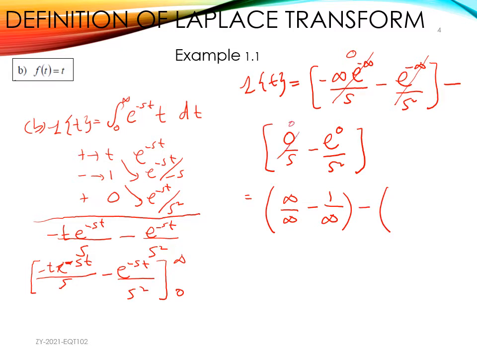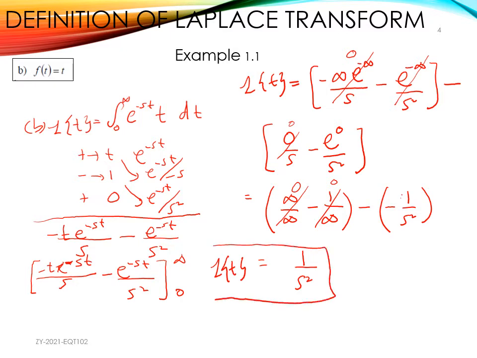This is 0, this is 1 over s squared. So this one is 0, so we are just left with 1 over s squared. So the Laplace transform for t is just this one. So that's it. You need to take note on how to find the integral.